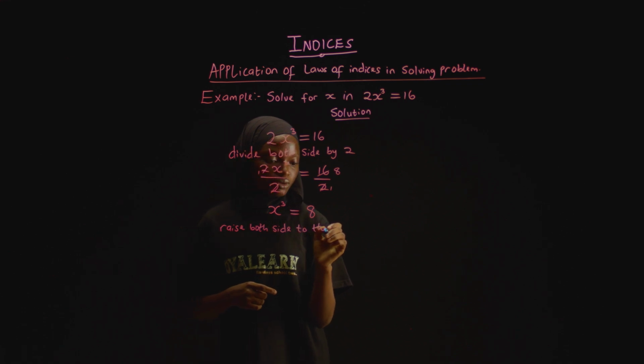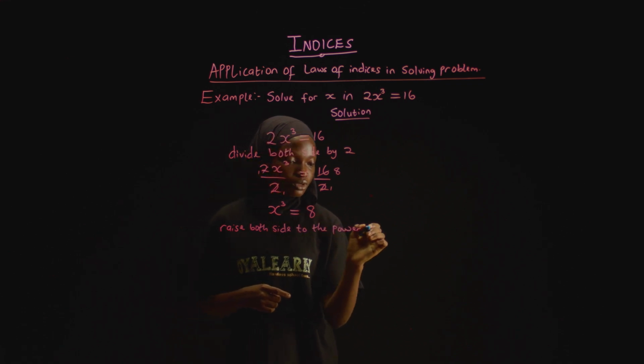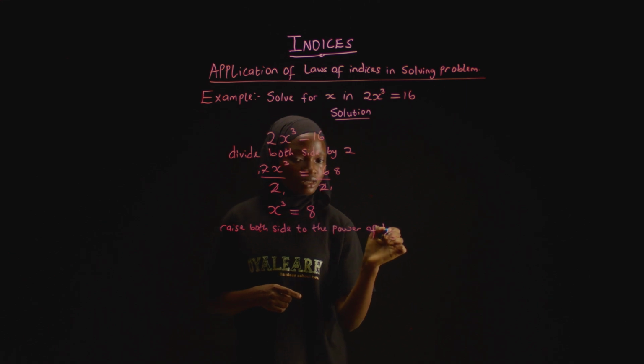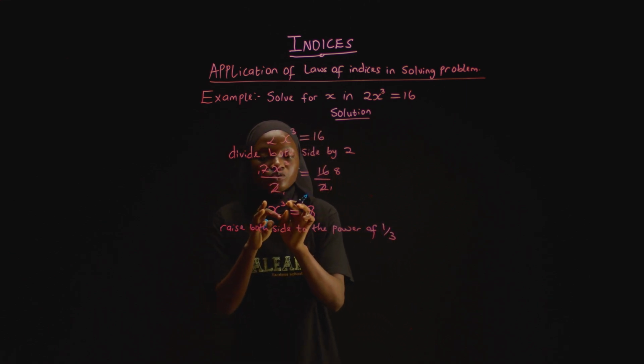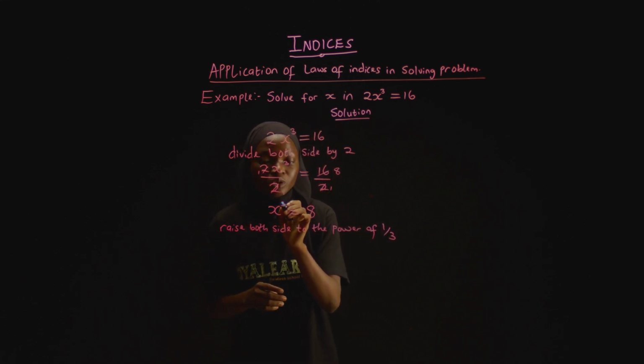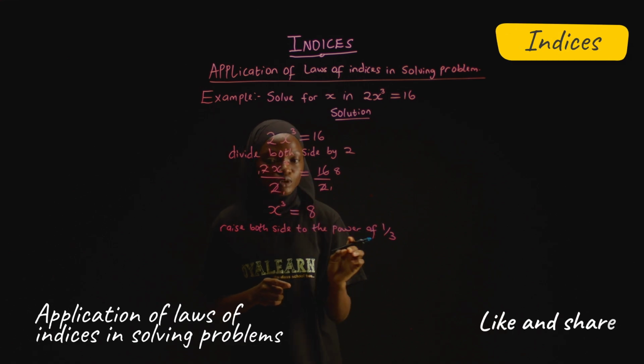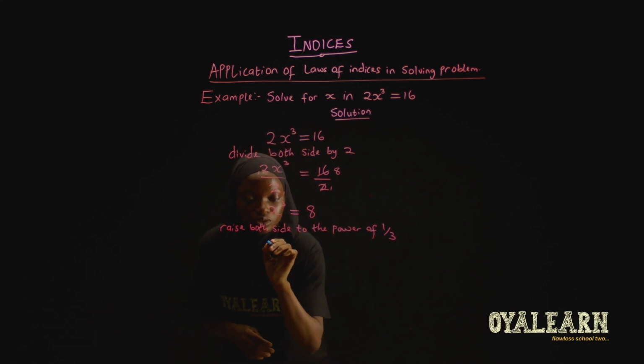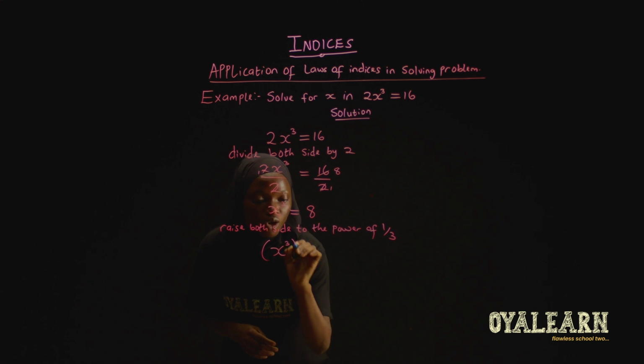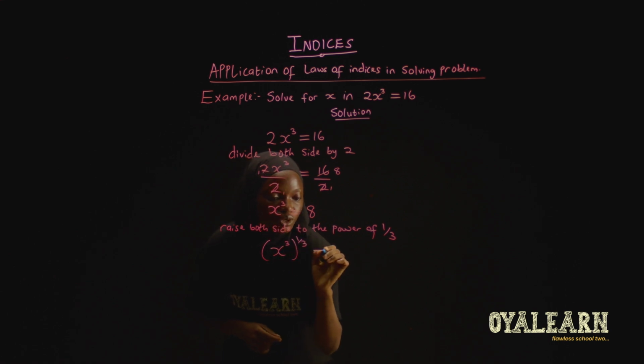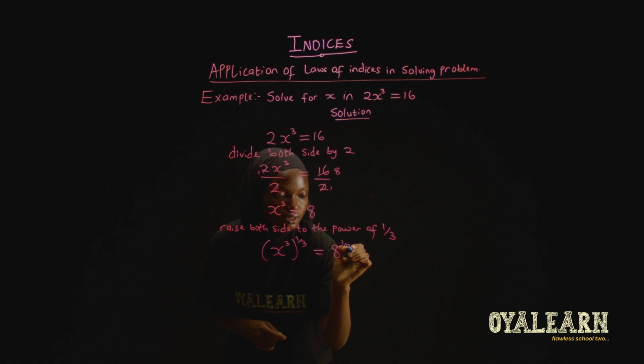to the power of 1 over 3. Now we are going to raise both sides to 1 over 3 because we need to remove this 3. And we know 3 times 1 over 3 is going to give us 1. So we can have our x. So let's start. x raised to the power 3, all raised to the power 1 over 3 equals 8 raised to the power 1 over 3.